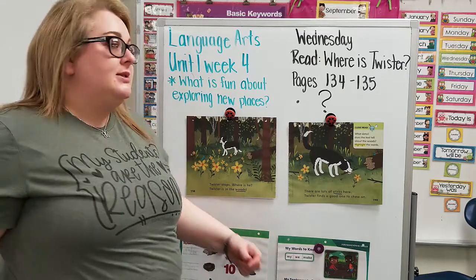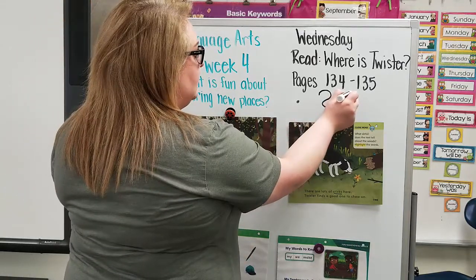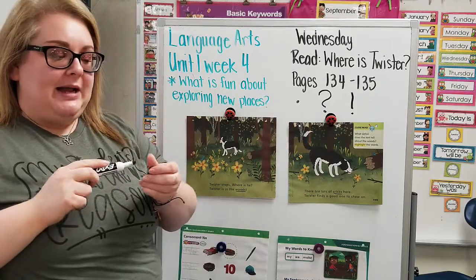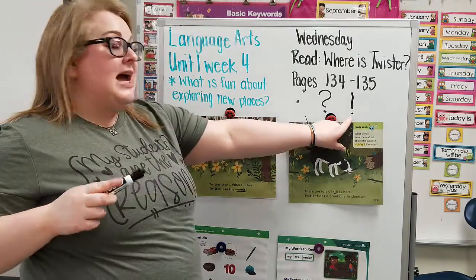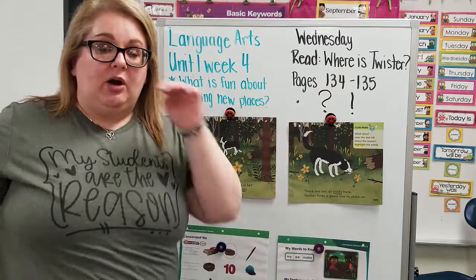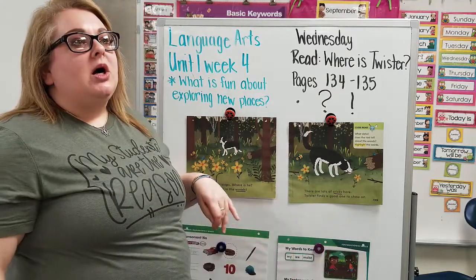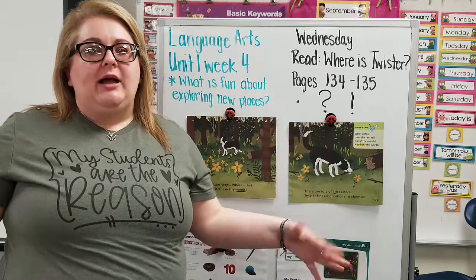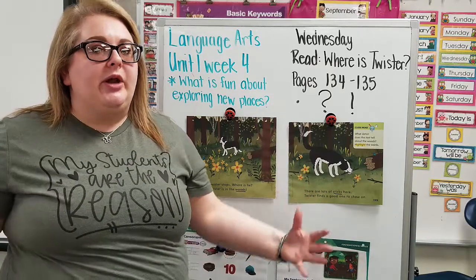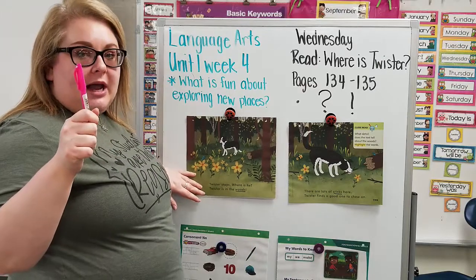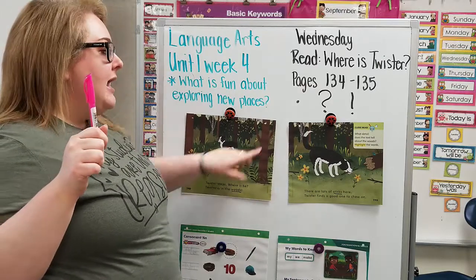Those are questions. Then we have an exclamation point, which is a line down, and a dot. It's kind of like an upside down I. And an exclamation point means, I love ice cream. Okay, you're really excited about, or where is Twister? Or I love pink. Okay, so I don't just like pink a little bit. I really, really love pink. Okay, so you're excited.